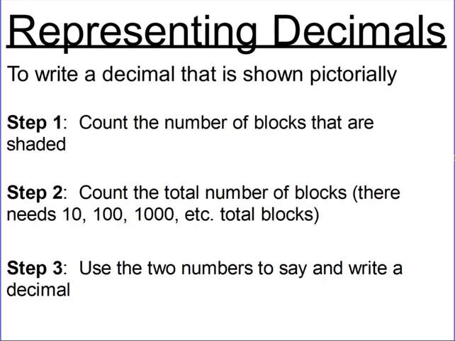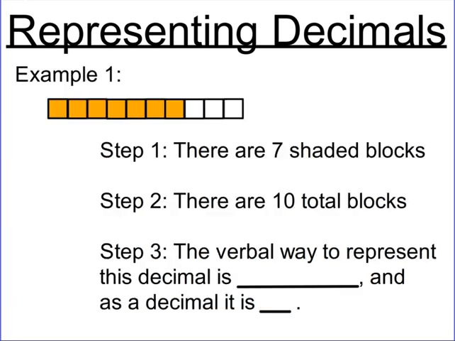We're going to write a decimal and show it through picture form. It's very similar to how the fractions are. Like we said before, if you look at step 2, decimals have place values of tenths, hundredths, thousandths, etc. So that's how many blocks you're going to draw in your picture. You're going to use the actual value of the decimal to color in a certain number of those blocks. So let's take a look at the first example.